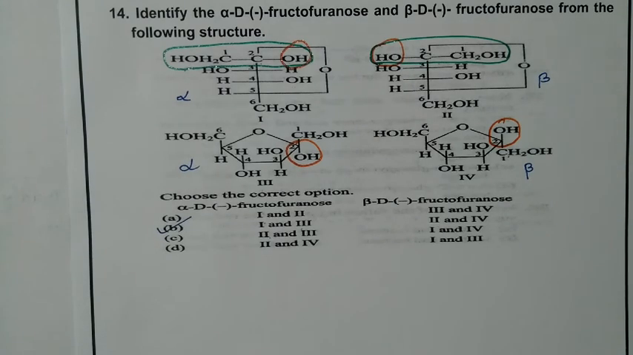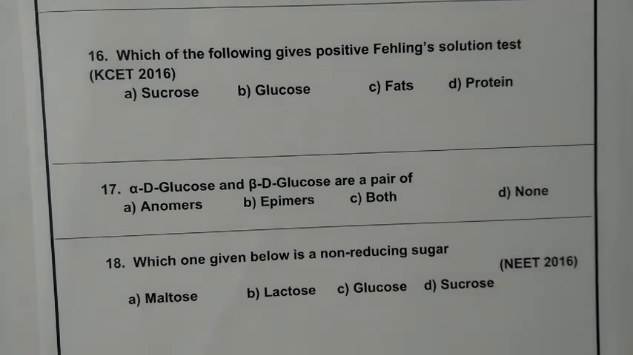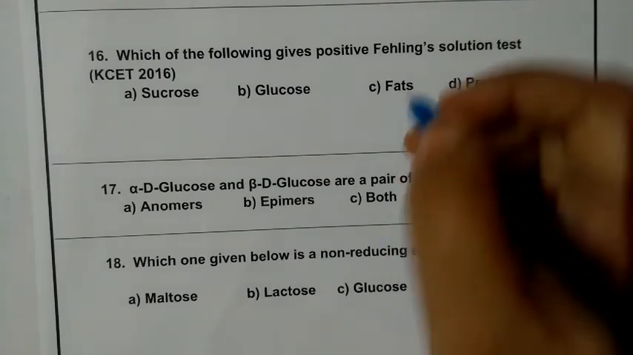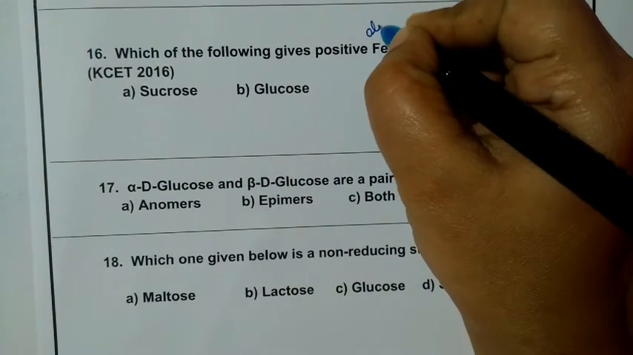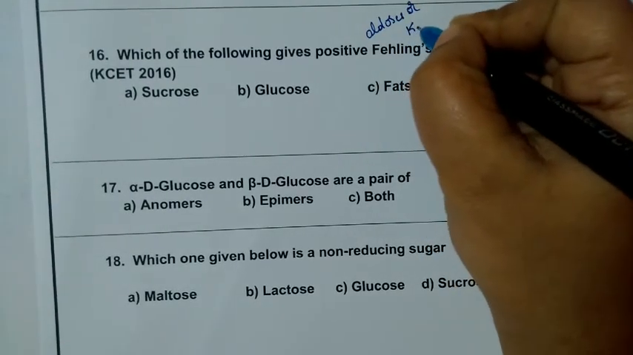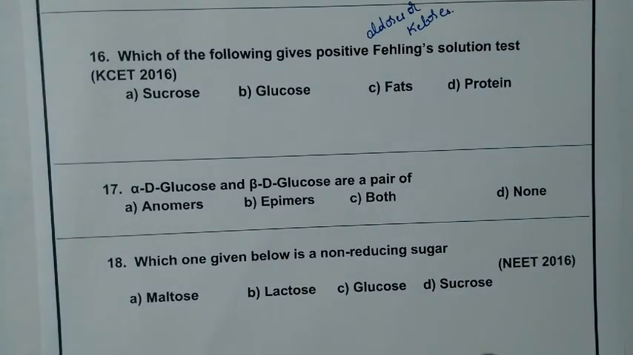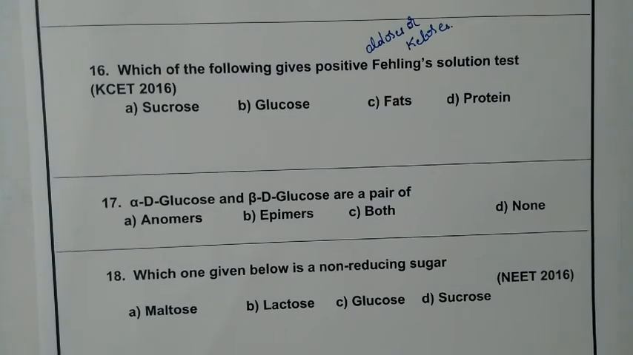So this is our next question. Which of the following gives a positive Fehling's solution test? Fehling's solution test is given by aldoses or ketoses, both aldoses as well as ketoses. Aldoses or ketoses will give a Fehling's solution test. So here we can see which are aldoses and which are ketoses.